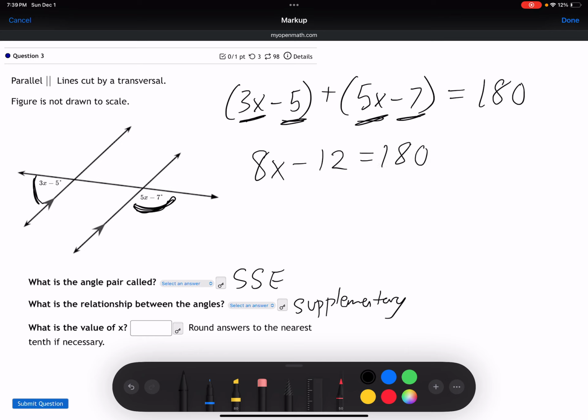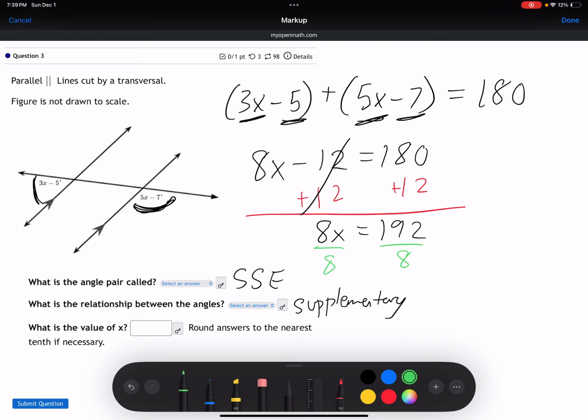Then to solve this, see if you remember what to do, see if you can pause it and solve it yourself. What you're supposed to do, once you have that equation, is add 12 on both sides. Once you do that, you'll get 8x by itself, because these will cancel, equals 192. Next, I will divide both sides by 8 in order to inverse operation that multiplication. Cancel out the 8s, and you'll get x is equal to 192 divided by 8.